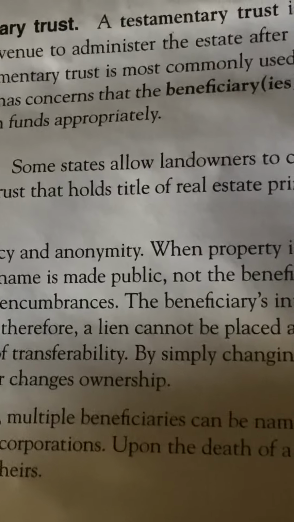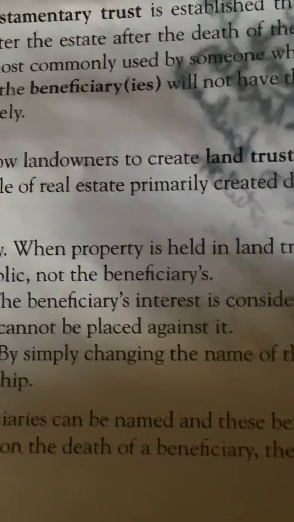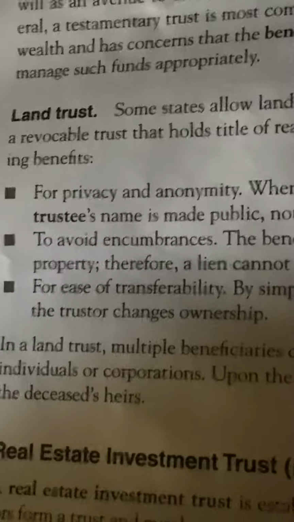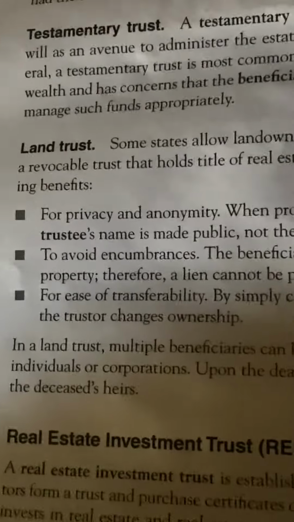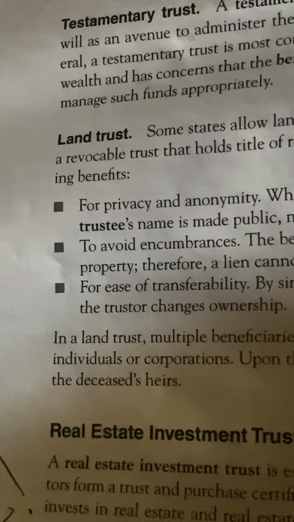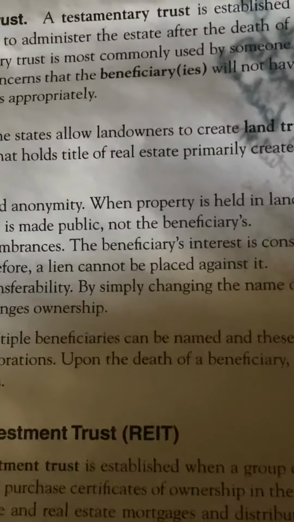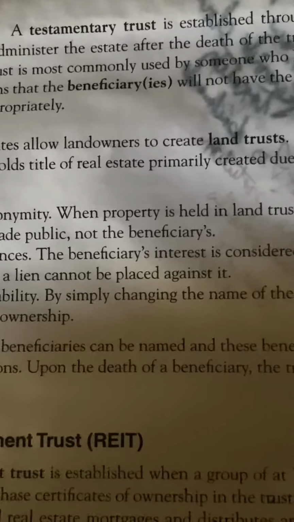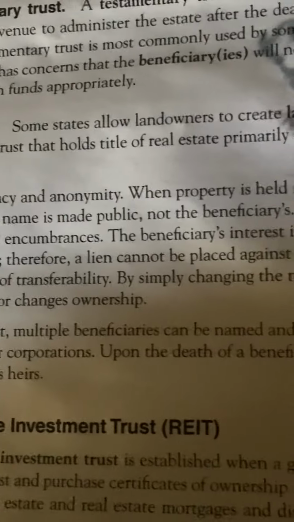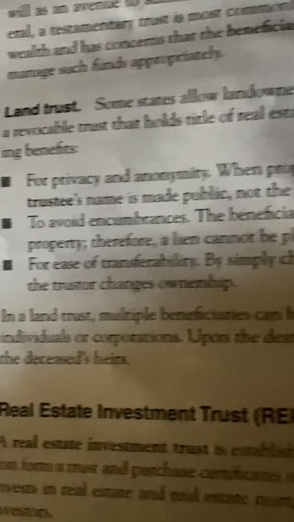Anonymity. There it is. Anonymity. When property is held in a land trust, only the trustee's name is made public, not the beneficiaries. To avoid encumbrances, the beneficiary's interest is considered personal property. Therefore, a lien cannot be placed against it.